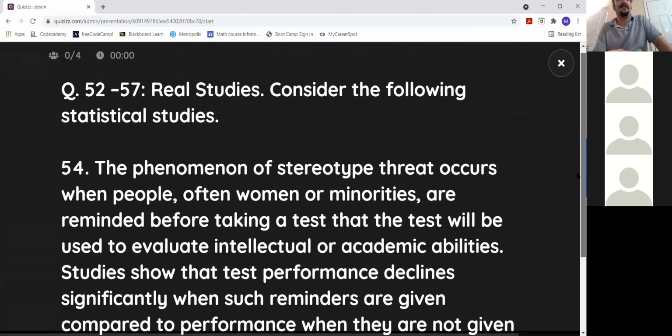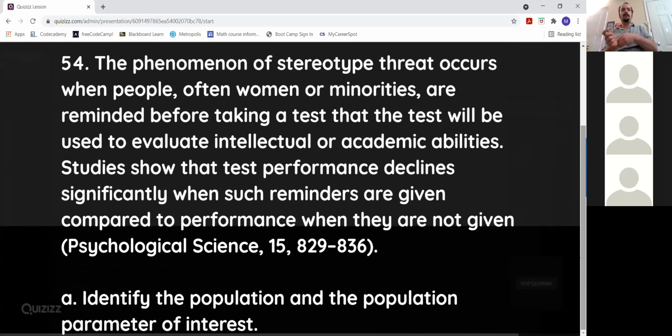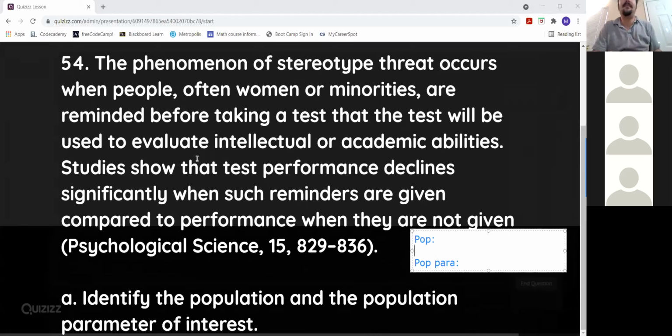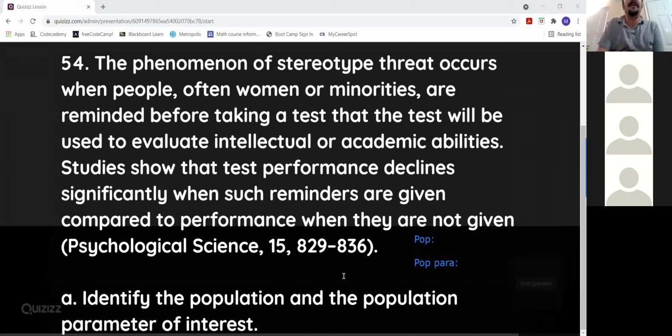Identify the population parameter. All right, so last problem. We want to identify the population and population parameter. My population here and my population parameter. Okay, the phenomenon of stereotype threat occurs when people, often women or minorities, are reminded before taking a test that the test will be used to evaluate intellectual or academic abilities. Studies show that test performance declines significantly when such reminders are given compared to when they are not given.